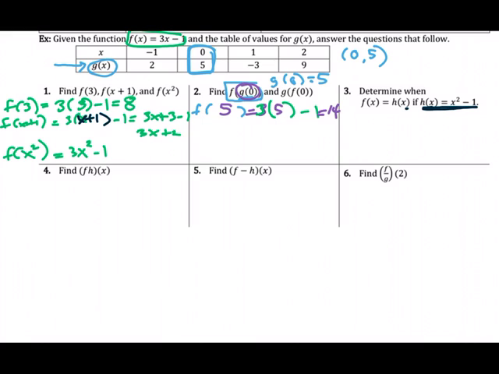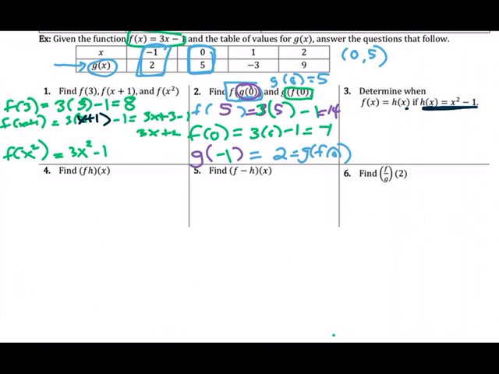Now we're going to do the exact opposite of that. We're going to find g of f of 0. So the first thing that we need to figure out is what f of 0 is. So f of 0, if we plug 0 in, 3 times 0 minus 1 is going to be negative 1. So we are now looking for g of the value we just found, negative 1. G of negative 1, again, we're going to get from our table. When x is negative 1, g is 2, so g of negative 1 is 2. So this is g of f of 0.